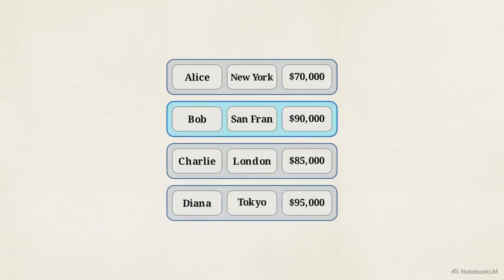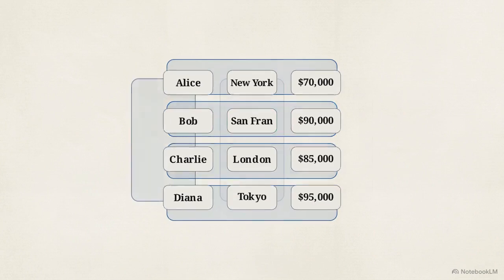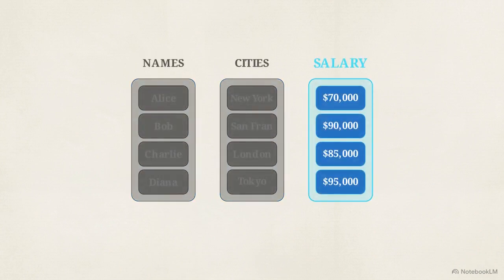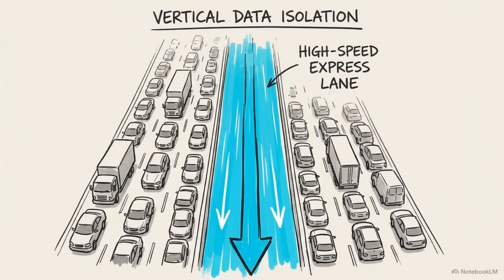A wide column store like Apache Cassandra flips to store data sequentially by column, isolating salary figures into a continuous vertical block. The routing algorithm shoots straight down this column, completely bypassing the grayed-out noise of irrelevant data. Physically reorganizing the data by column creates an algorithmic express lane, making massive analytical aggregations incredibly efficient.